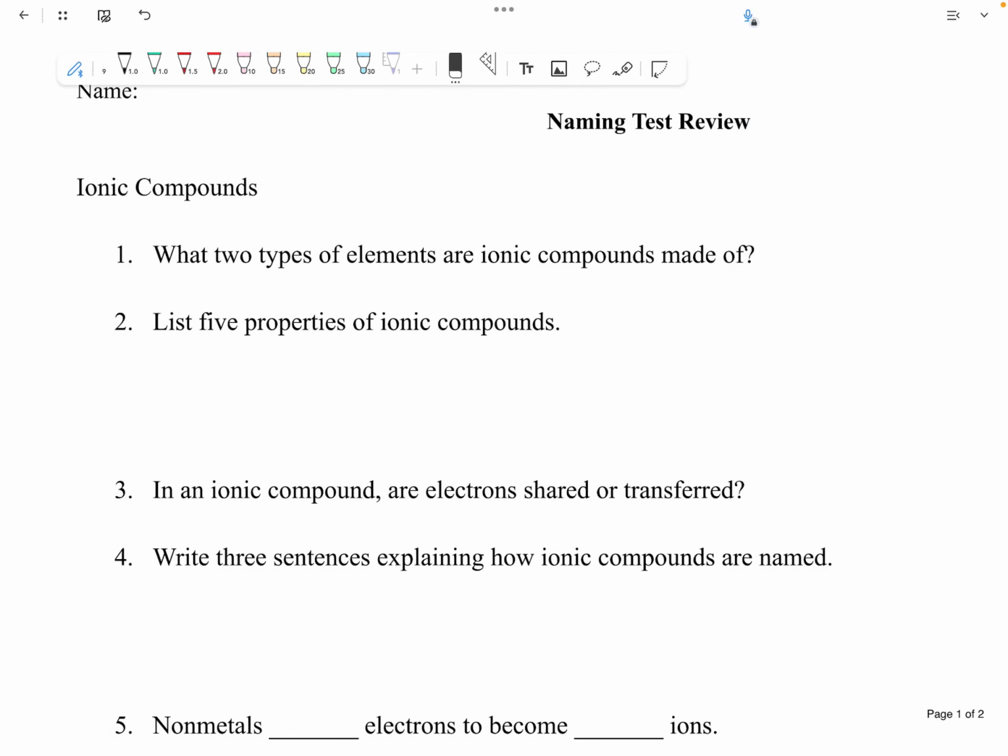Okay, everybody, this is your review for your test tomorrow, Friday. So let's just jump in and get it done. Number one, talking about ionic compounds. Two types of elements that ionic compounds are made of: they are made up of metals and nonmetals. That's fairly easy. That's just a memorization.